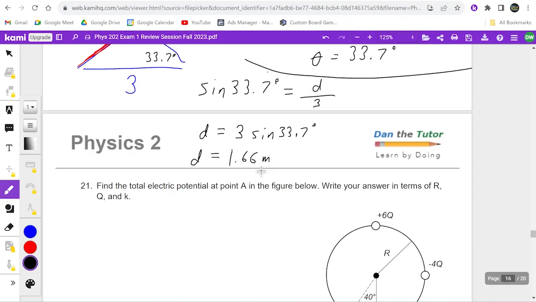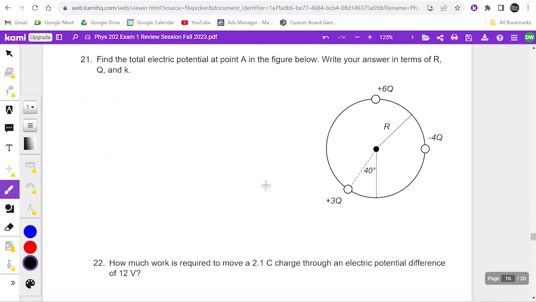Whoops, wrong page. So then for 21, find the total electric potential at point A in the figure below. Write your answer in terms of R, Q, and K. So here's what I'm going to do. I'm asking for electric potential. Remember, that's the voltage. And so I just have to look at one charge at a time. First, I'll look at the positive 6Q. For that, the electric potential or voltage is K, which they want my answer in terms of K, Q, and R, so just K. Q is 6Q, and keep it positive.